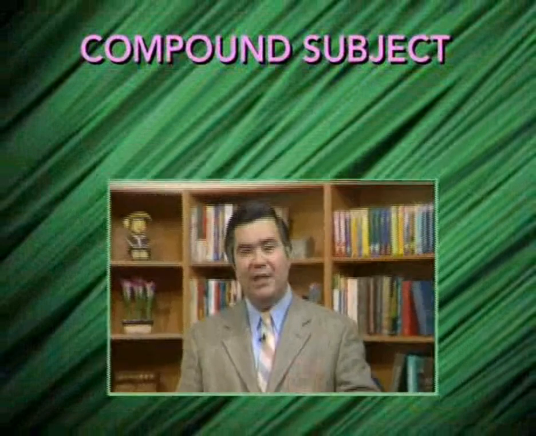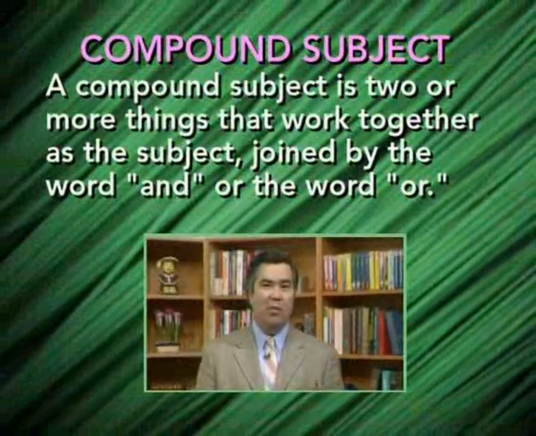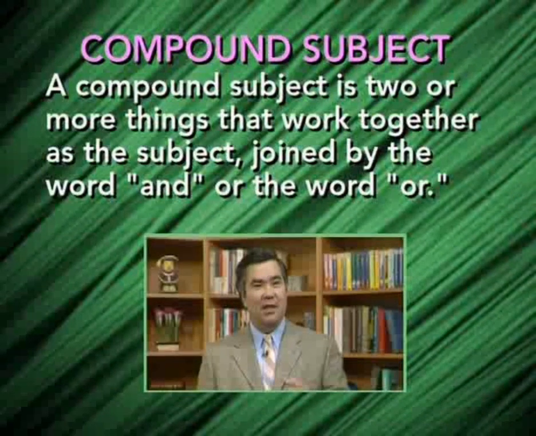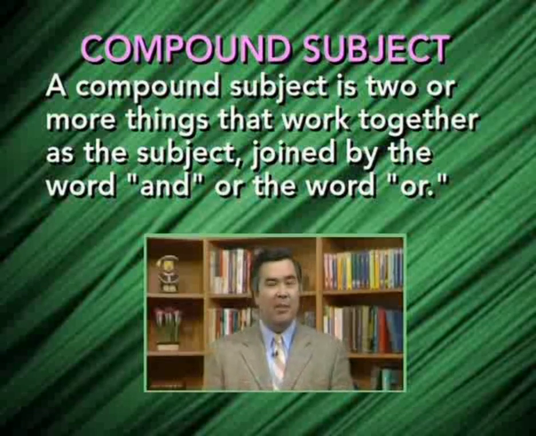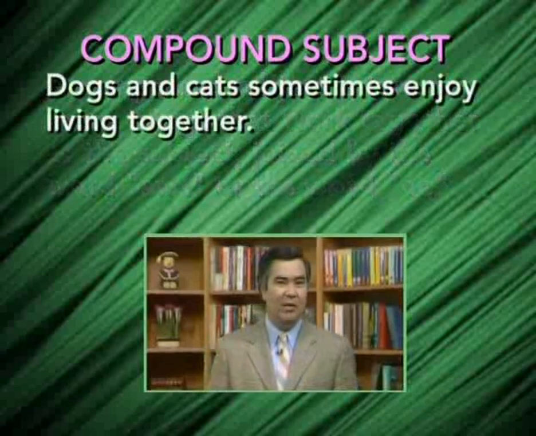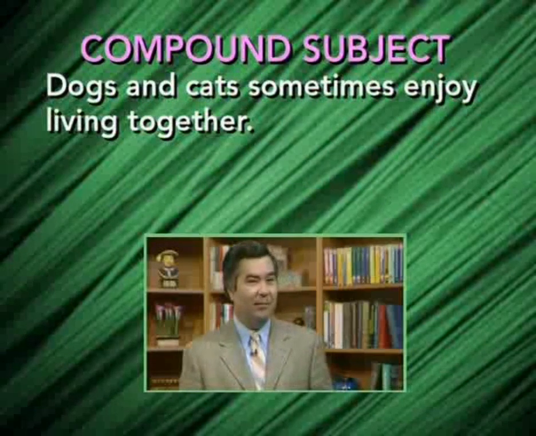Now, occasionally, this kind of simple sentence structure gets a little more complicated with the addition of a compound subject. What is a compound subject? A compound subject is two or more things that work together as the subject. Usually, these two or more things are joined together by the word and or the word or. Look at this example. Dogs and cats sometimes enjoy living together.